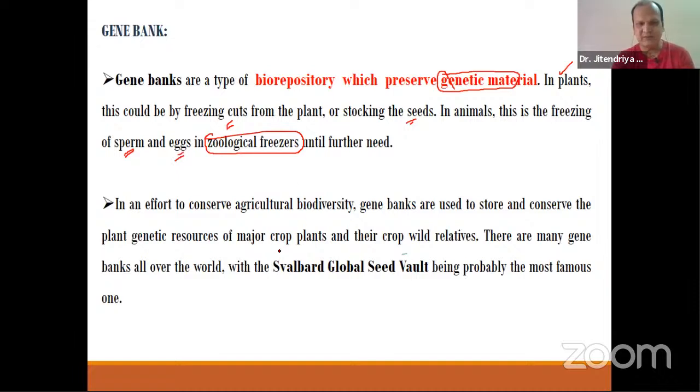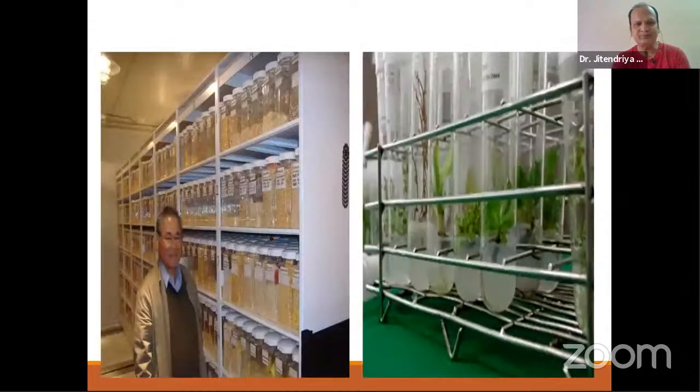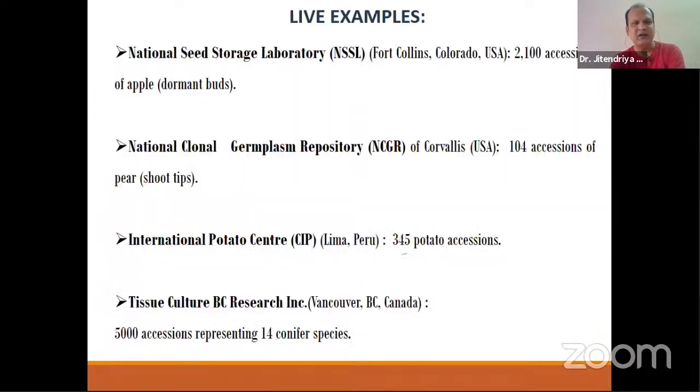And one of the best examples is the global seed vault. This is the best example of a gene bank. This is the pictorial form of this one. They were preserved this way. Okay, and these are the different examples.